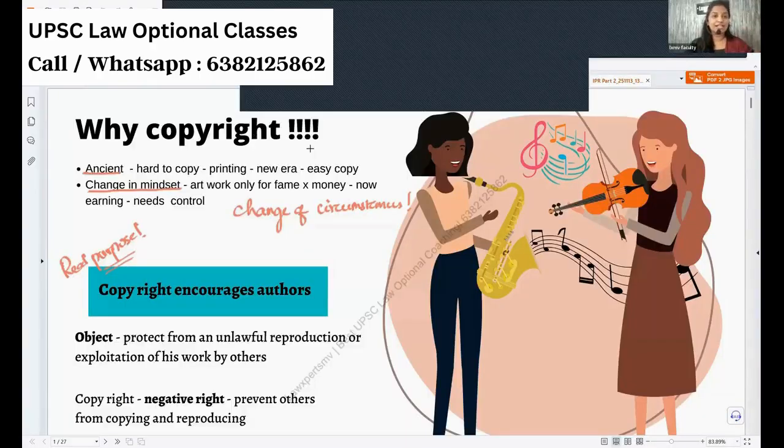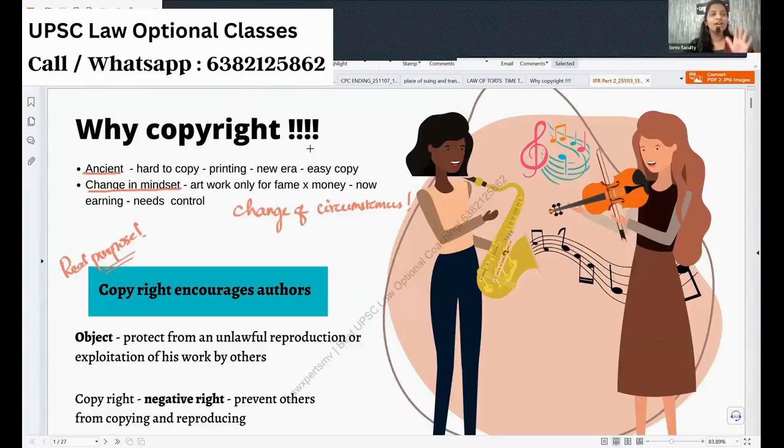Today we will start with the Copyright Act. First of all, we have to know why we need copyright, because all these substantive facts will help you in writing your introduction and conclusion, which is the hardest part for any UPSC law optional aspirant. Everyone calls me and asks, ma'am, how to write an introduction, how to write a conclusion. If you know all these facts, then you can give a very good introduction, standing apart from your competitor.